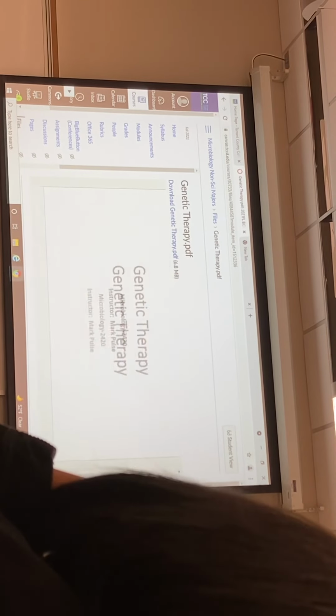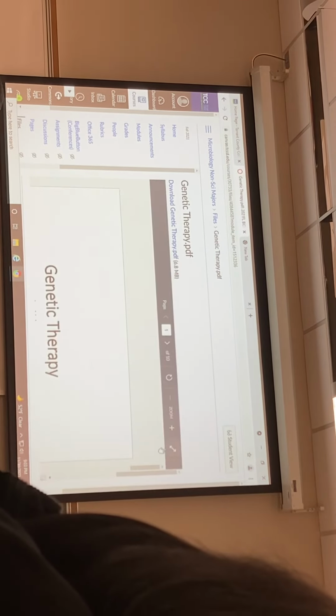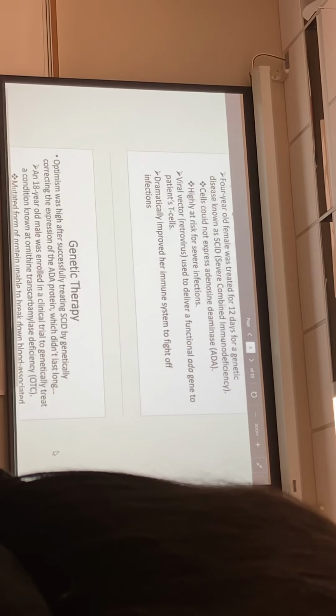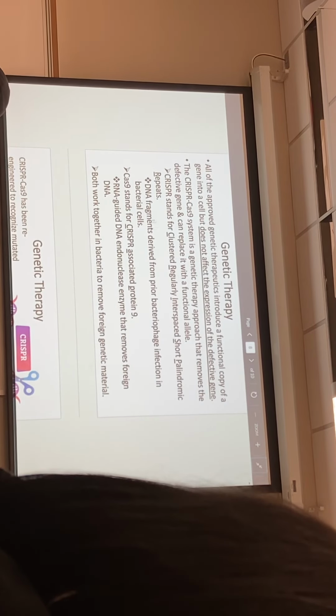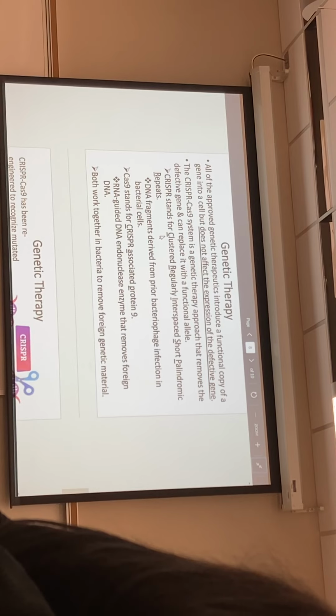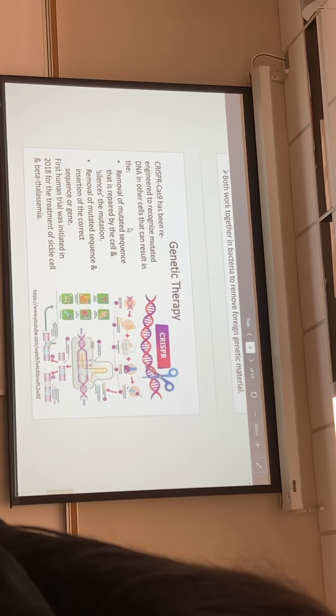Genetic therapy. The only thing that I may ask on this one is the CRISPR-Cas9 system right here. Make sure you know what this is that's listed in relation to genetic therapy. So this is the one that can take out mutated strands or genes and replace them with the correct one. So this is technology that's helped to treat genetic diseases.